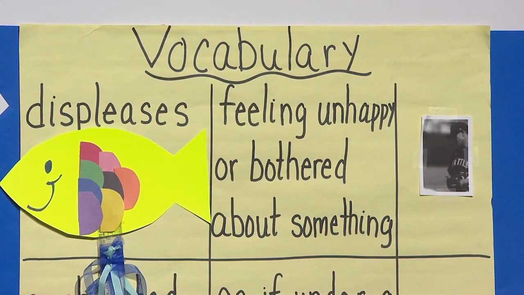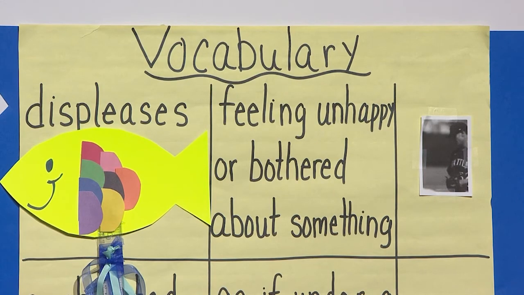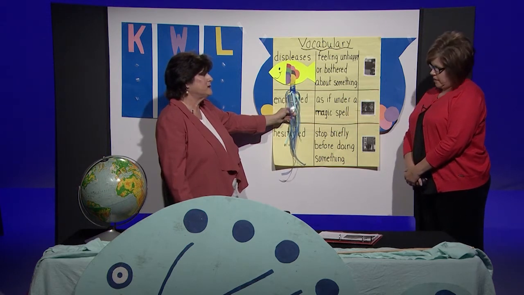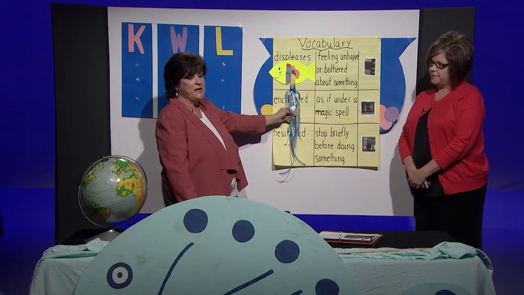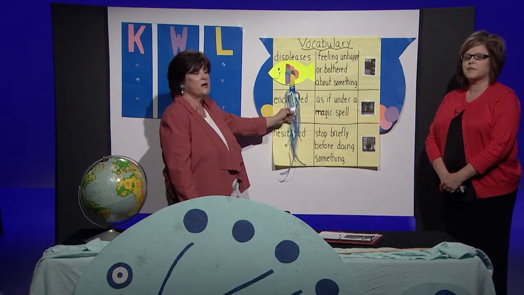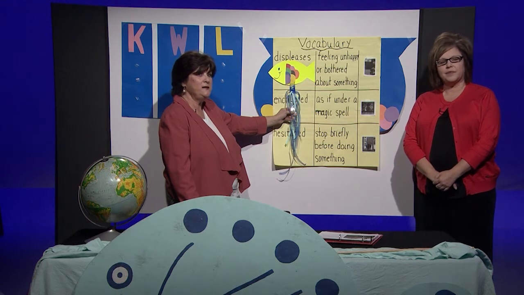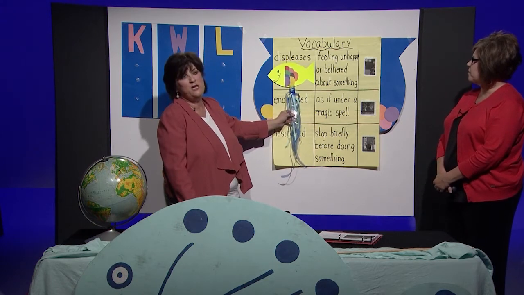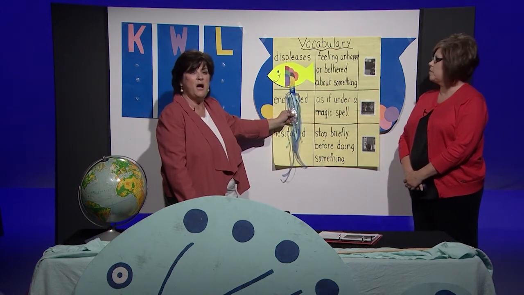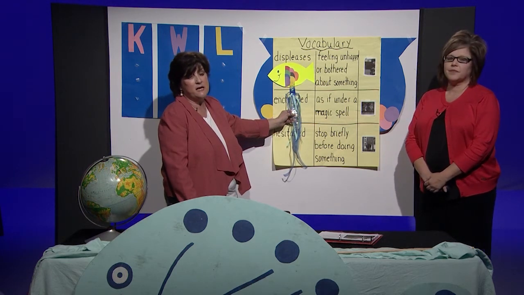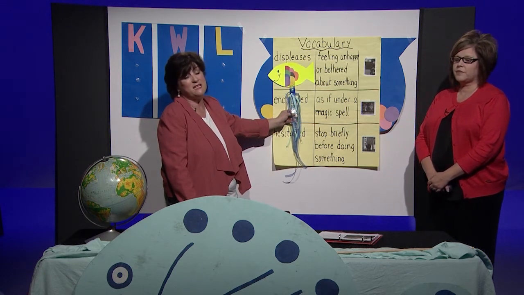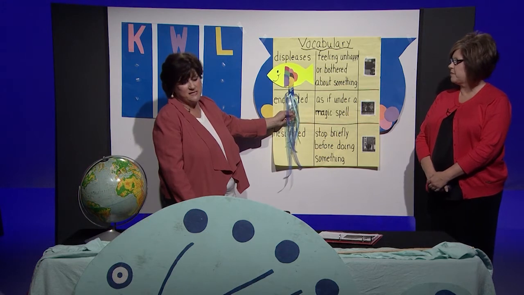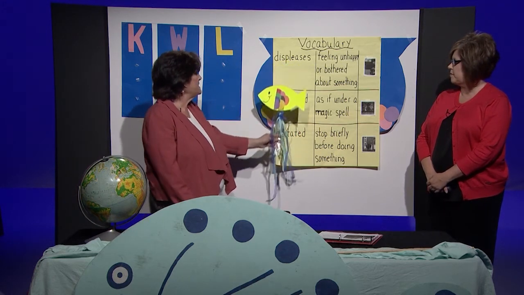Let's use our body to tell if something displeases you. Miss Melissa, would you show us what displeases looks like? Okay, boys and girls, now it's your turn. Can you show us what displeases looks like? Ready? Terrific. Great job. In a sentence, if we use the word displeases, it might say, it displeases the baseball players when their game is canceled due to rain. Our new word is displeases. Let's go on to the second word.